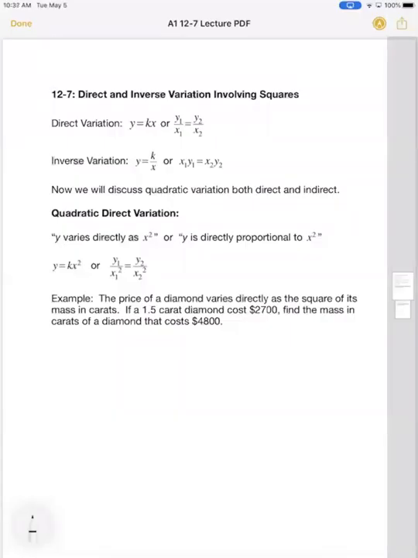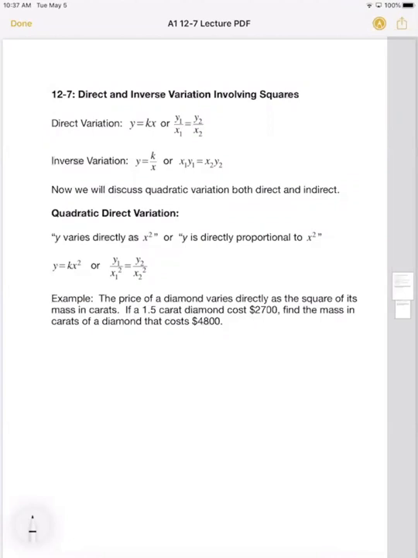Hello, Honors Algebra 1. It is Wednesday, May 6th, and we are talking today about section 12.7, direct and inverse variation involving squares. Okay, so we have already talked about direct and inverse variation.